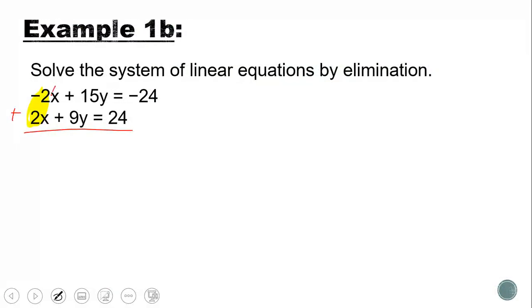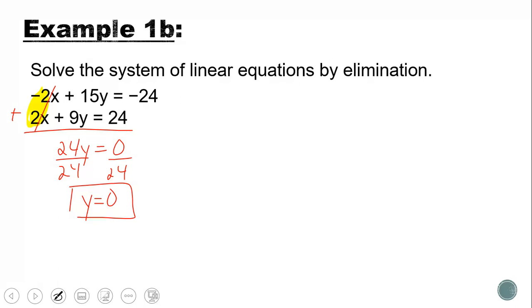What's going to happen this time? The x's cancel perfectly fine. 15y plus 9y is 24y. And negative 24 plus 24 is equal to 0, which is perfectly fine. You can be equal to 0. Divide by 24, and 0 divided by 24 is just y is equal to 0. Y can be equal to 0. 0 is a point on our coordinate plane. 0 is allowed to be in the numerator, so I have a y value equal to 0.